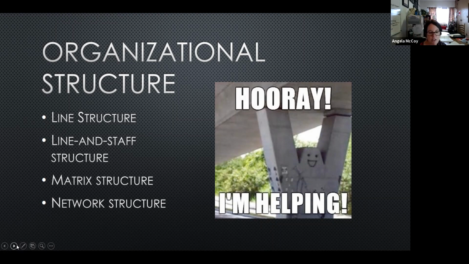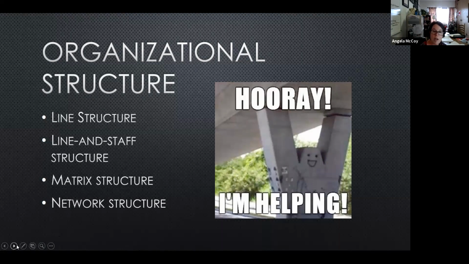The line and staff structure. This utilizes the chain of command from a line structure, but also provides line managers with specialists called staff managers. Staff managers provide support, advice, and expertise to the line managers. They are not part of the chain of command, but they do have authority over their assistants. Both line and staff managers are needed for effective management, but the two positions differ in important ways, and you can see figure 7.5 in your text for this.